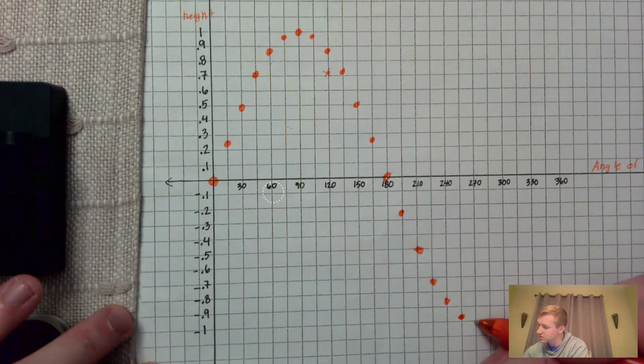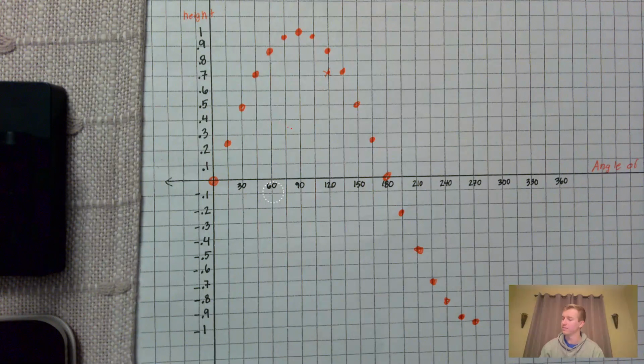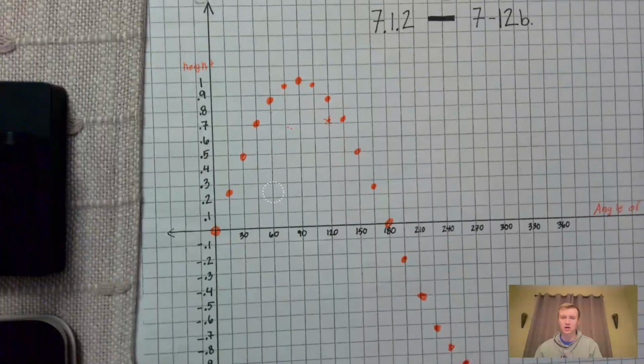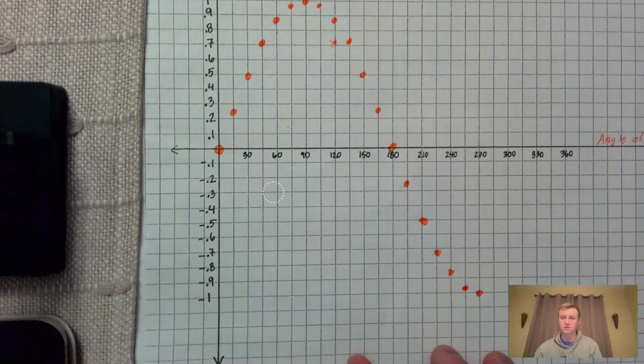And last but not least, we get to 270. We finally get to the bottom. All right, so this would again be like at the bottom of the Ferris wheel, opposite of the actual height there. So again, we got the tall part. Now we're kind of coming back around. All right, so now we're going to finish it up. We're going to go back.